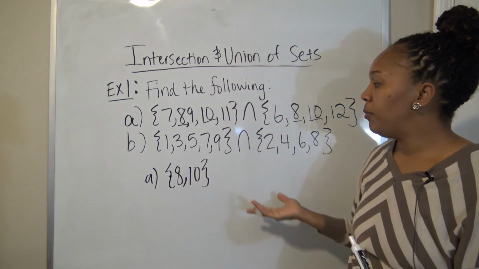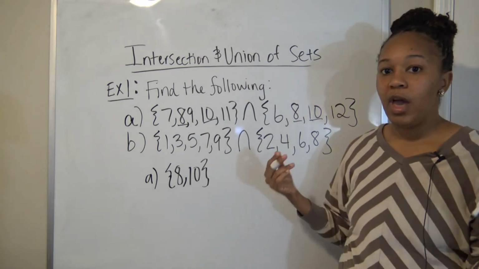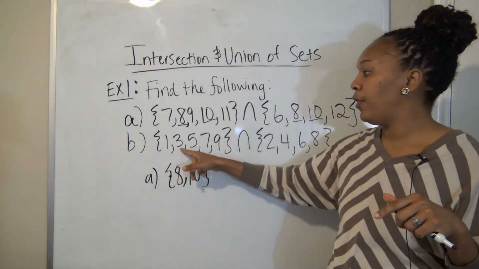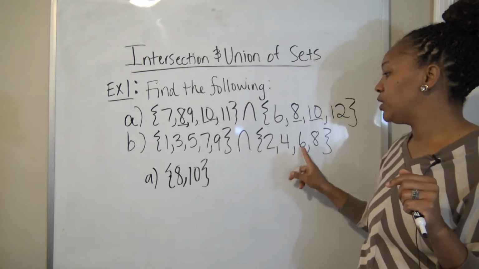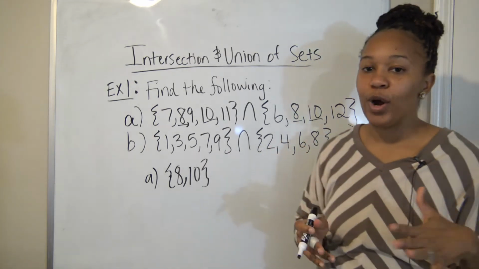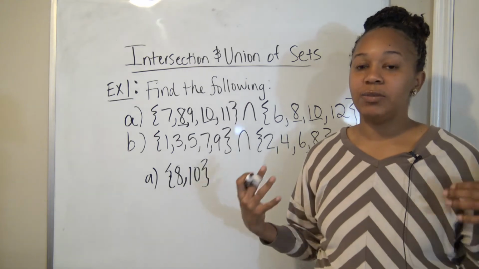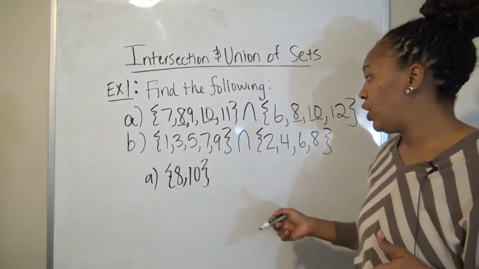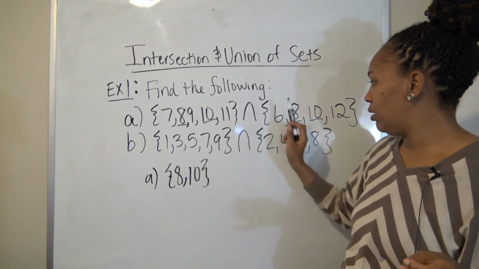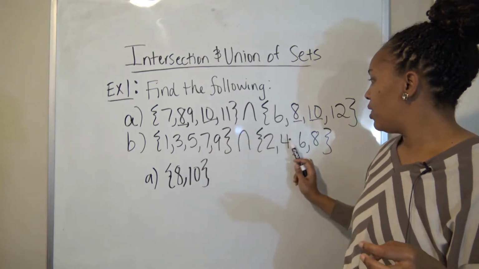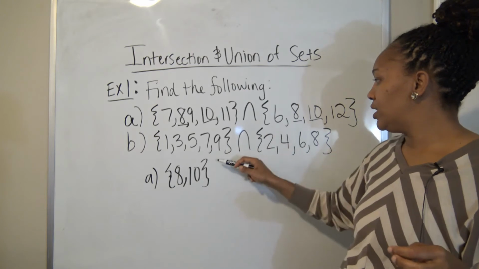Okay? And then for part B, we want to do something similar, but we have two different sets. The first set has 1, 3, 5, 7, and 9 in it. And the second set has 2, 4, 6, and 8 in it. So I'm looking for the intersection of those two sets, meaning what do those two sets share? This one has 1, but this one doesn't. This one has 3, but this one doesn't. This one has 5. That one doesn't. This one has 7. That one doesn't. 9, but this one doesn't.